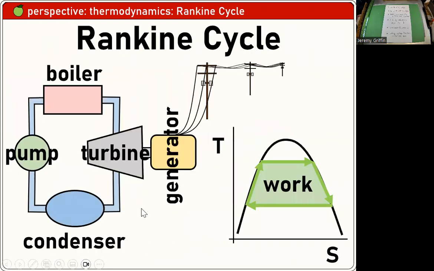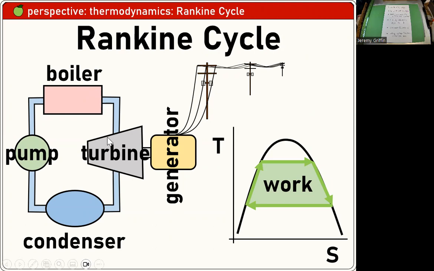Here's a different cycle called the Rankine cycle. This is how most electricity is generated. Most electricity, what you do is you boil water. Now, how do you boil water? Well, you can boil water with coal. You can boil water with natural gas. You can boil water by running a nuclear reaction with uranium. Those are three ways to boil water.